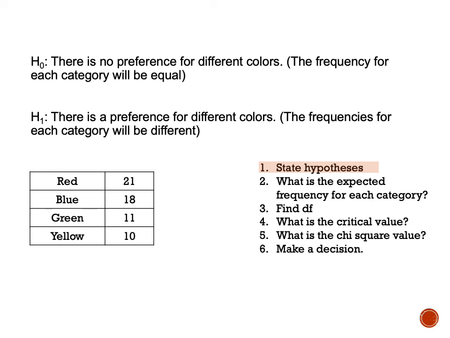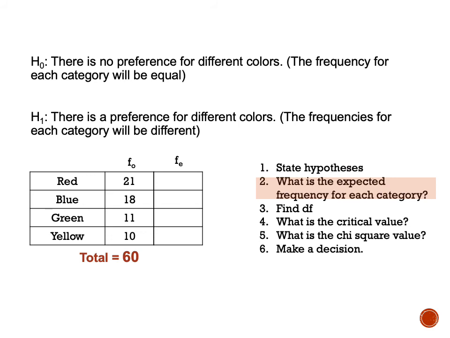So they'll look at each color a different number of seconds. And so the next question is, what is the expected frequency for each category or for each color, right? So I know that the null hypothesis is that each category or each color is going to be equal. So the expected frequencies for each color should be the same number throughout.